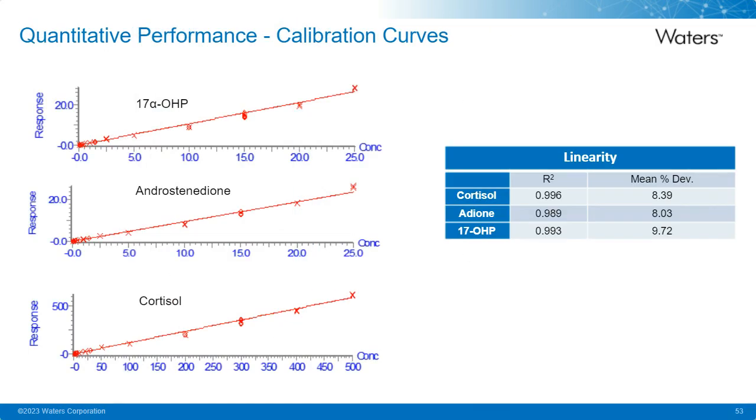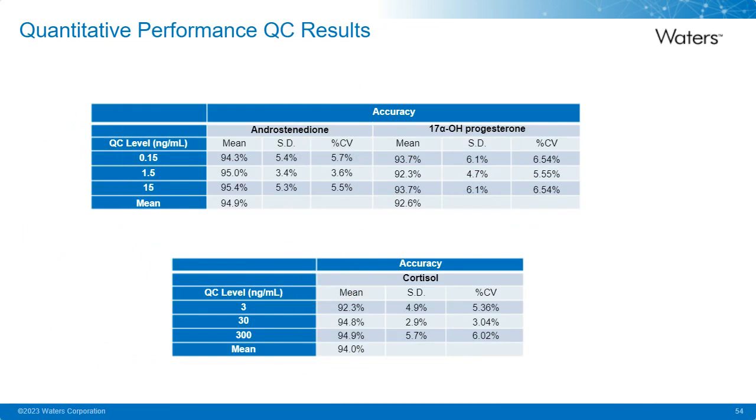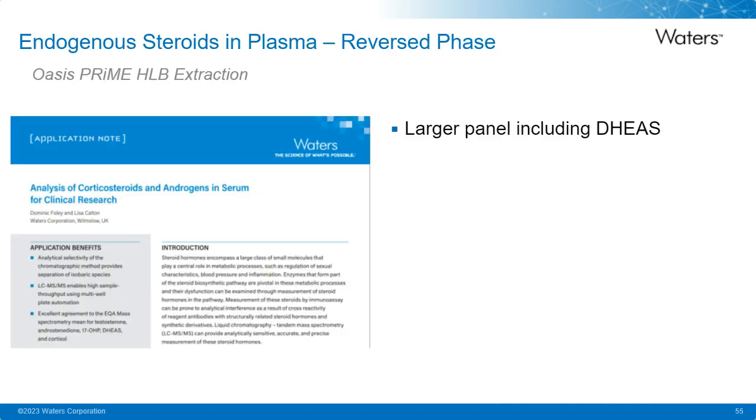And that gives us, if we look at the quantitative performance, very good linearity and accuracy for our calibration curves, and excellent accuracy and precision. All RSDs and accuracies are within 10% for all of the 3 analytes we were looking at in this method.